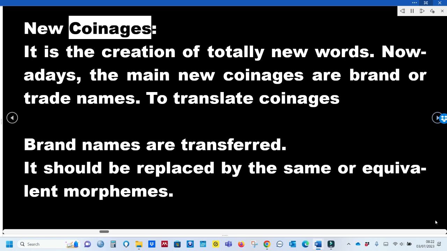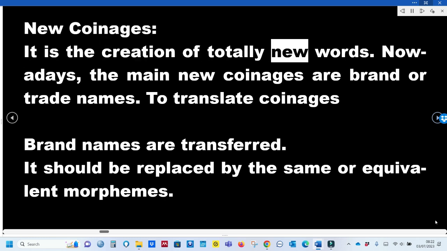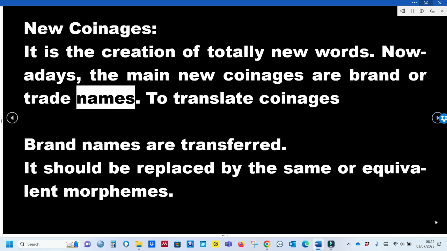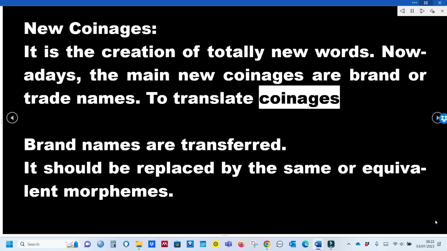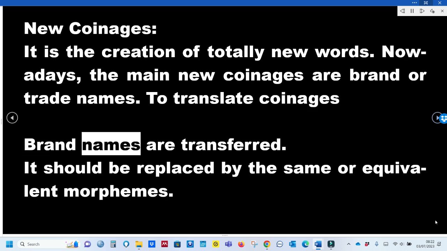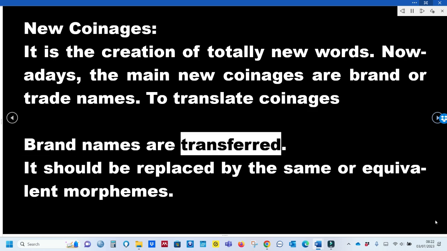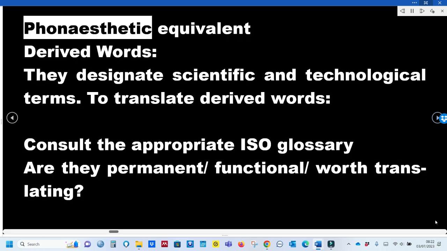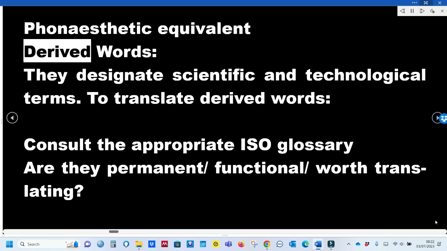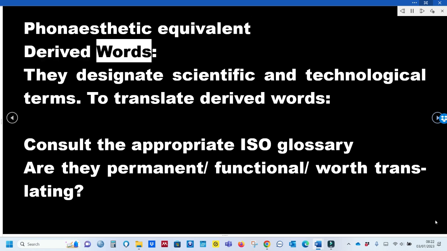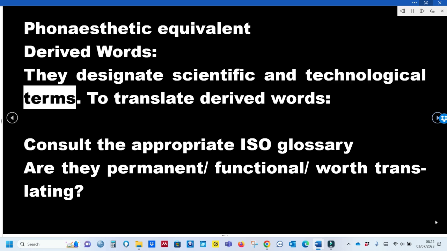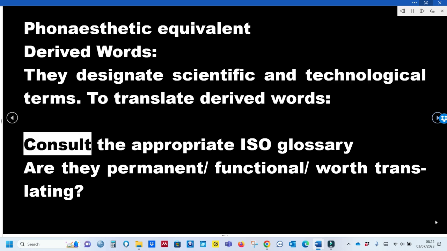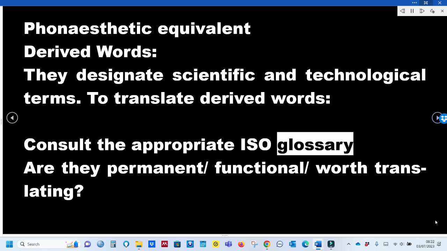New coinages. It is the creation of totally new words. Nowadays, the main new coinages are brand or trade names. To translate coinages, brand names are transferred. It should be replaced by the same or equivalent morphemes, a phonesthetic equivalent. Derived words. They designate scientific and technological terms. To translate derived words, consult the appropriate ISO glossary.